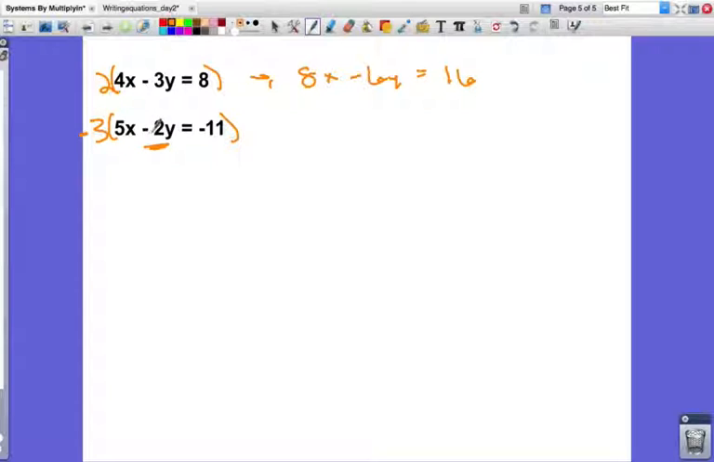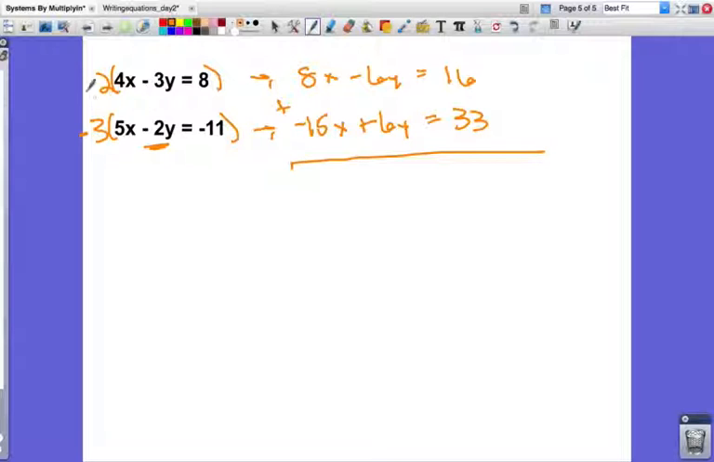If I were to multiply it by positive 3, it's going to give me a negative 6y. Nothing's going to cancel. I need opposite signs. That's why I'm going to multiply it by a negative. When I multiply it by negative 3, I will have negative 15x, positive 6y, positive 33.